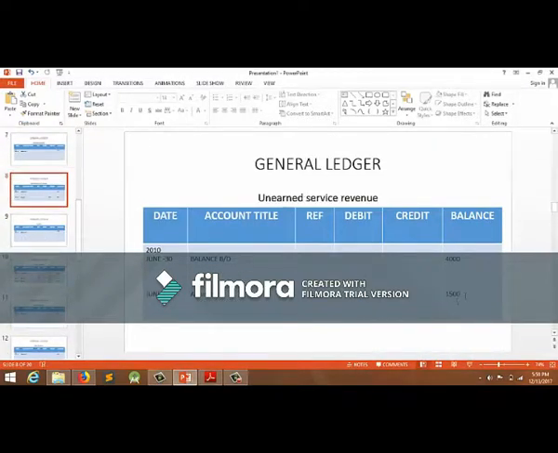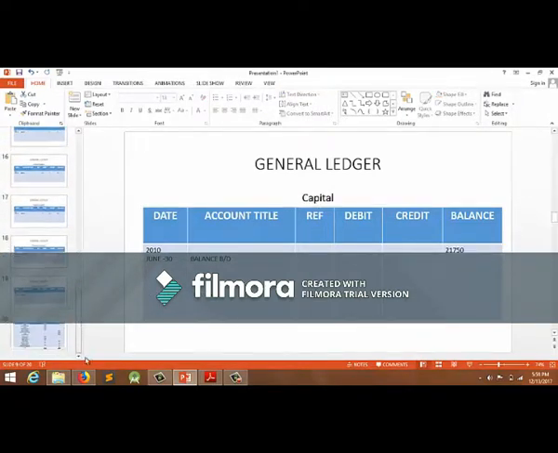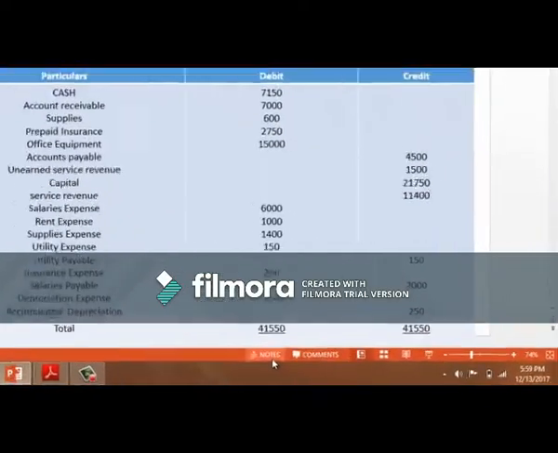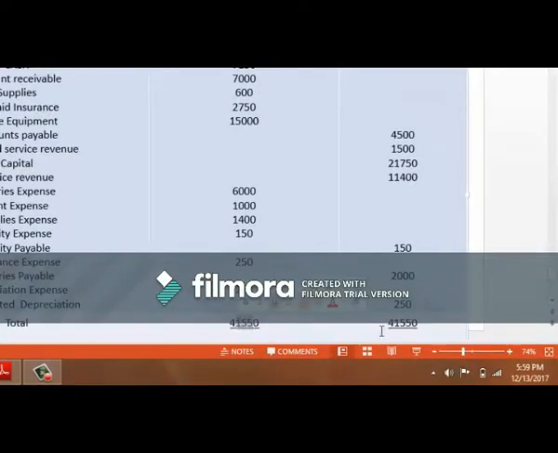Unearned service revenue we got 1,500. But unearned service revenue is a liability, so it is a credit balance. So we will write the unearned service revenue 1,500 here. At the end we will get all the balances and we will add this. We will add all the debit here and all the credit here. So we will get an equal balance in debit and credit. So the trial balance is finished.